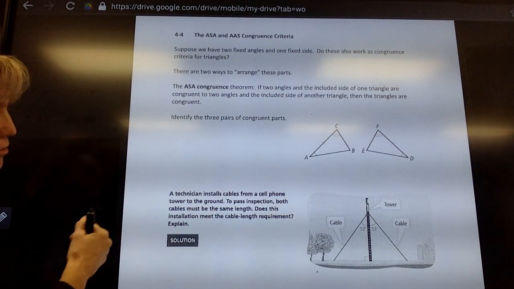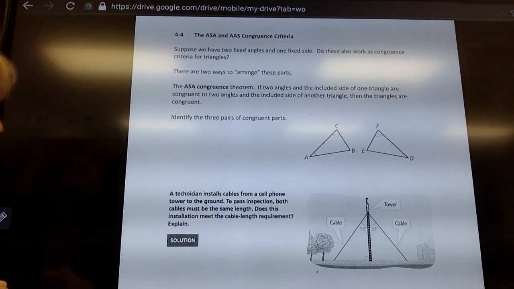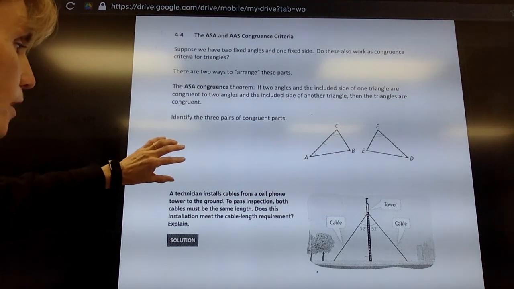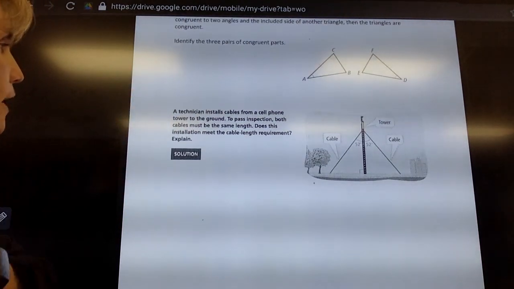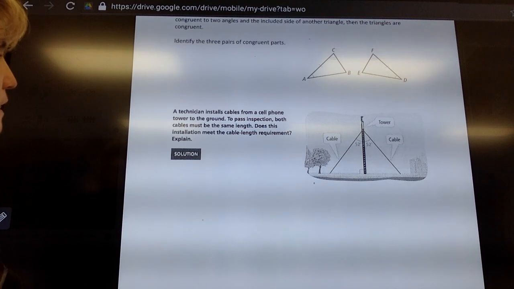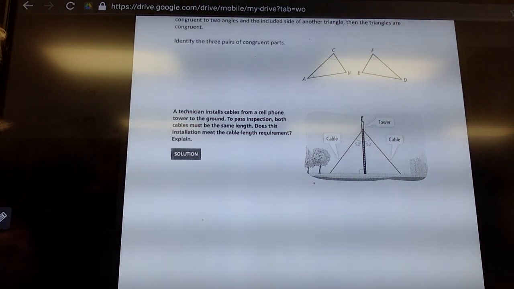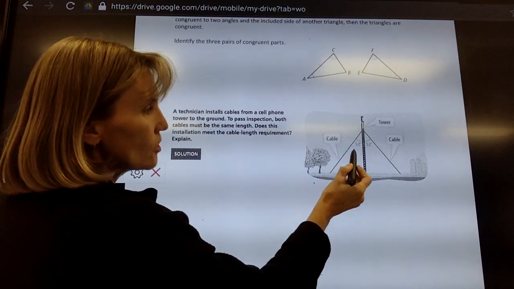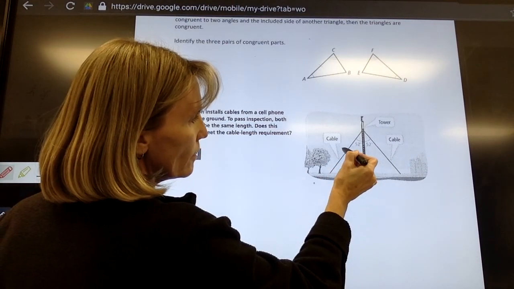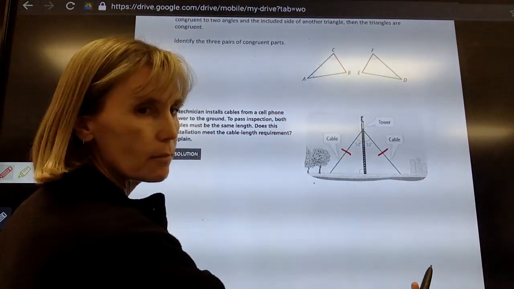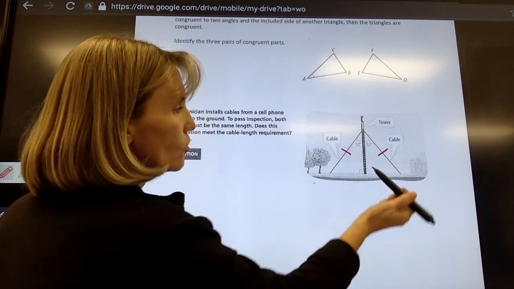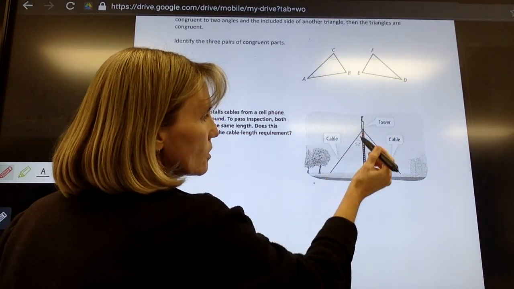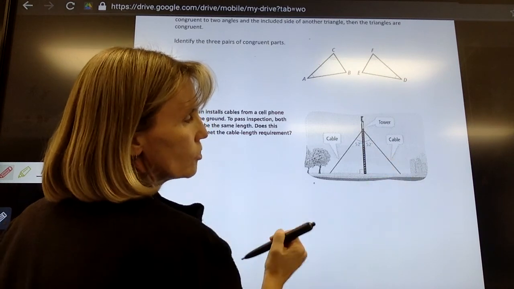Okay, how could we use this? It says a technician installs cables from a cell phone tower to the ground. To pass inspection, both cables must be the same length. Does this installation meet the cable length requirement? Okay, so if you look at this, what we need to know is we need to make sure that these two cables are the same length to meet the criteria. So what we want to know is, are these two triangles congruent to each other?